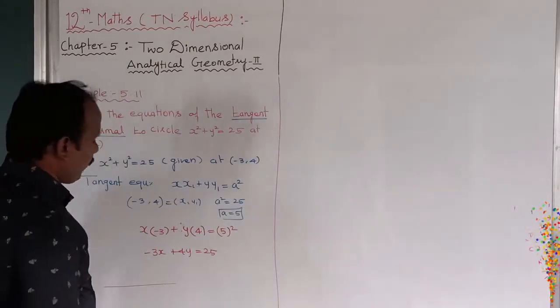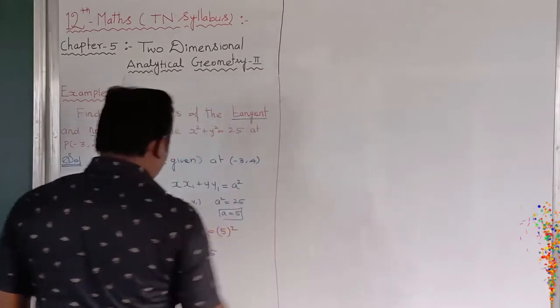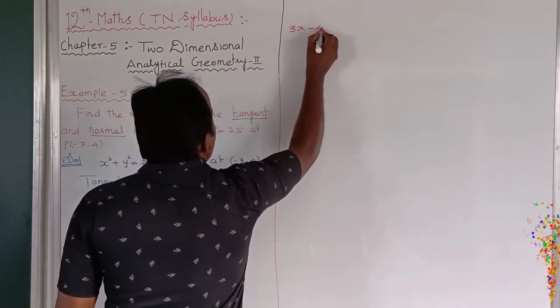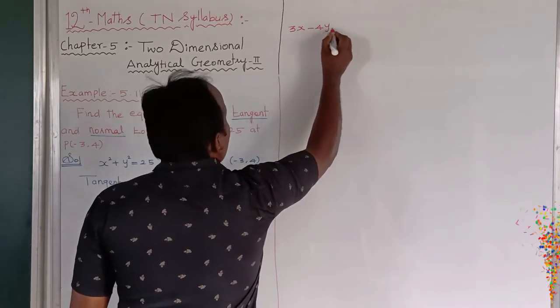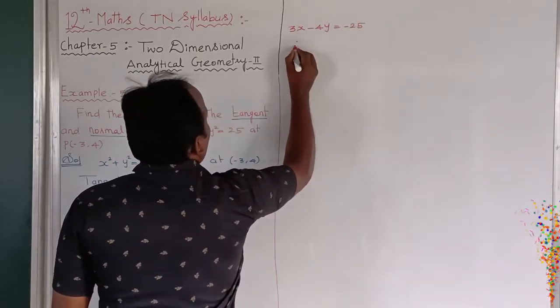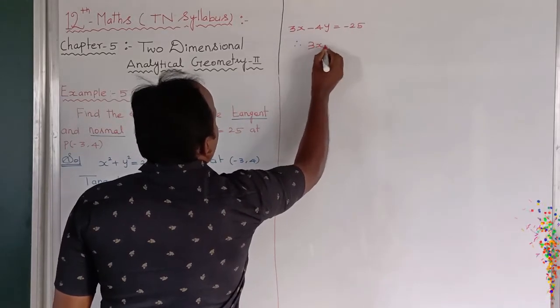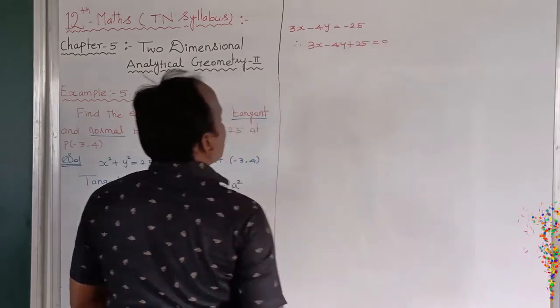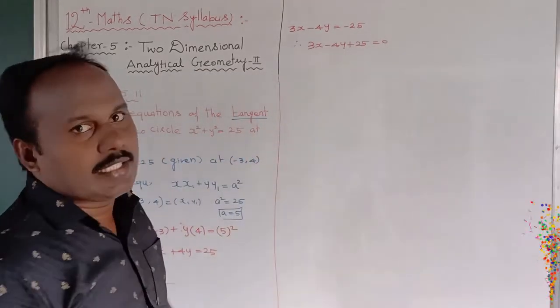Now multiply this equation by minus. So 3x minus 4y is equal to -25. Therefore the answer is 3x minus 4y plus 25 is equal to 0. That is the tangent equation.